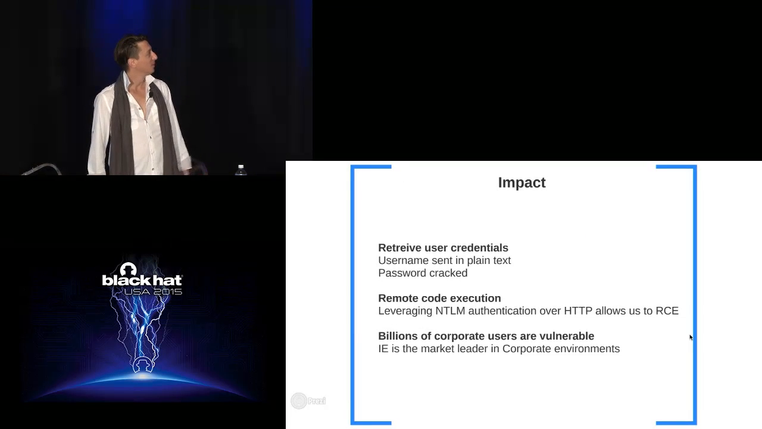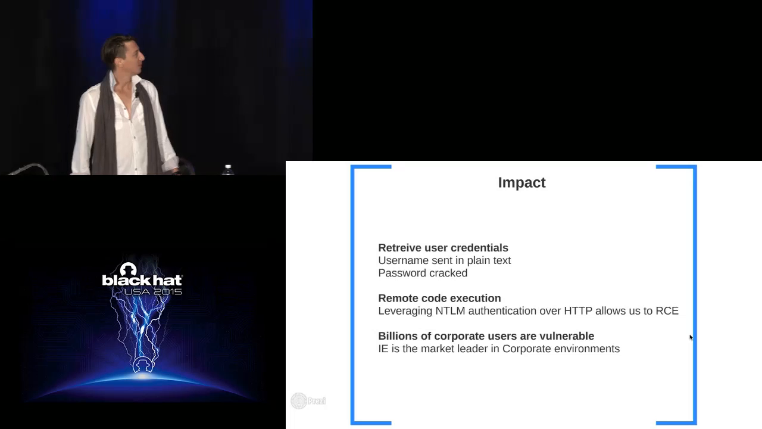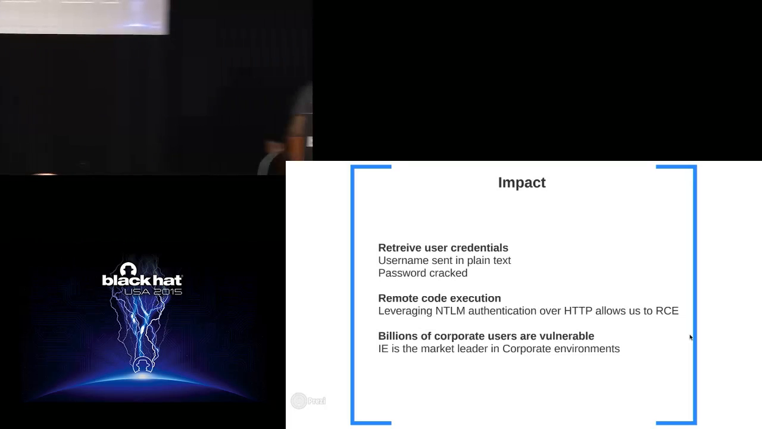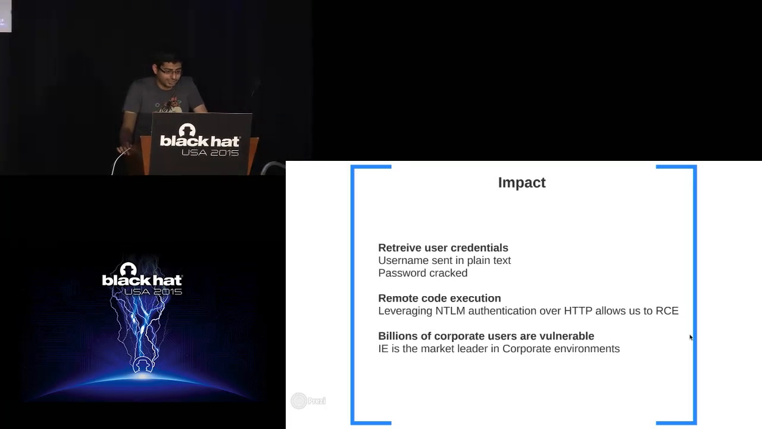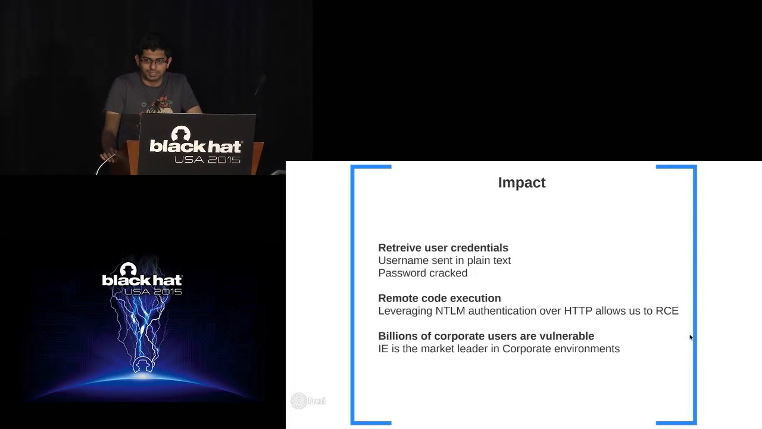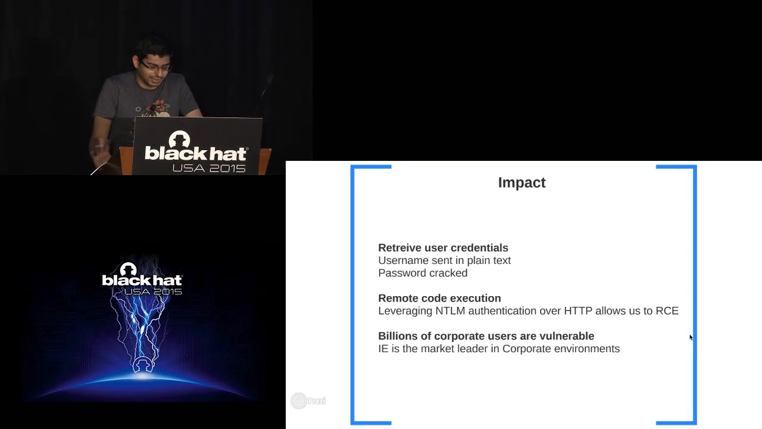Right. So the impact of this. What exactly did we do right now? We can retrieve your user credentials. Great. We need a hash cracking machine to do that. That's no problem. We have remote code execution if you have SMB signing disabled, but that's always disabled because of performance or firewall reasons. Anyway.